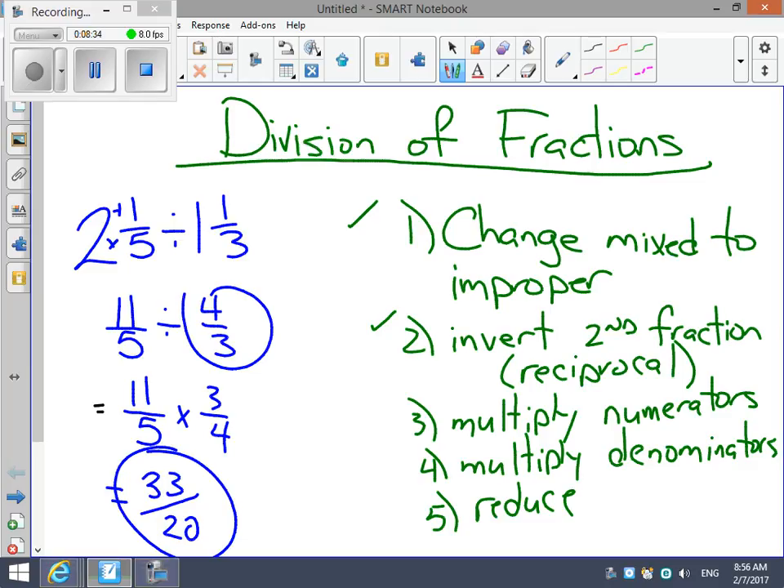Practice. This is not hard. You change the second fraction to its reciprocal, and you multiply just like we've been doing. Good luck. Have fun.